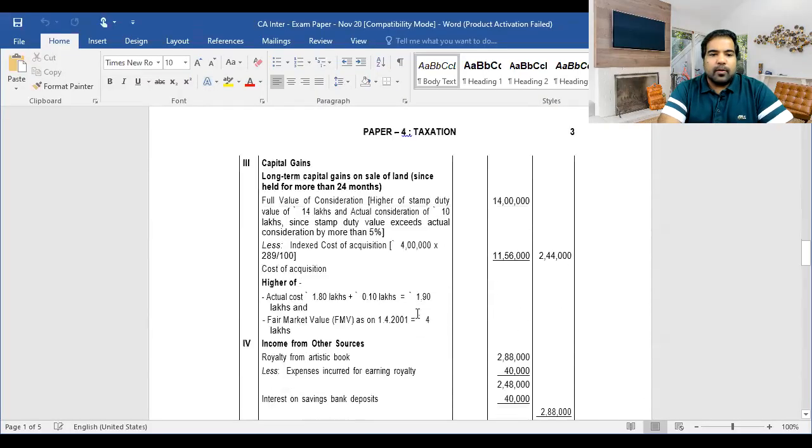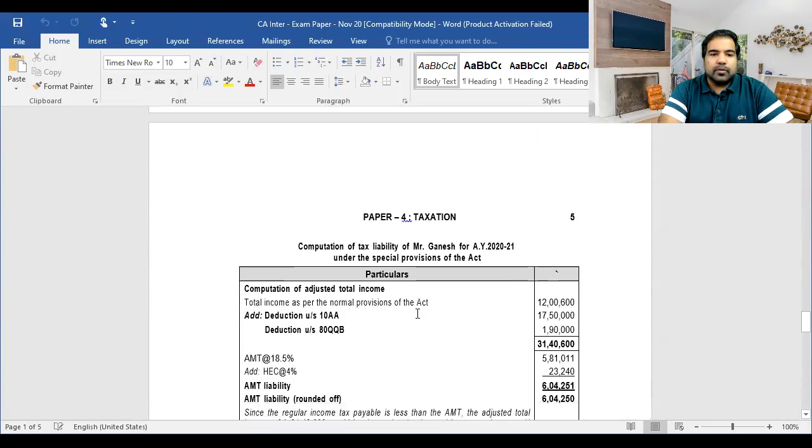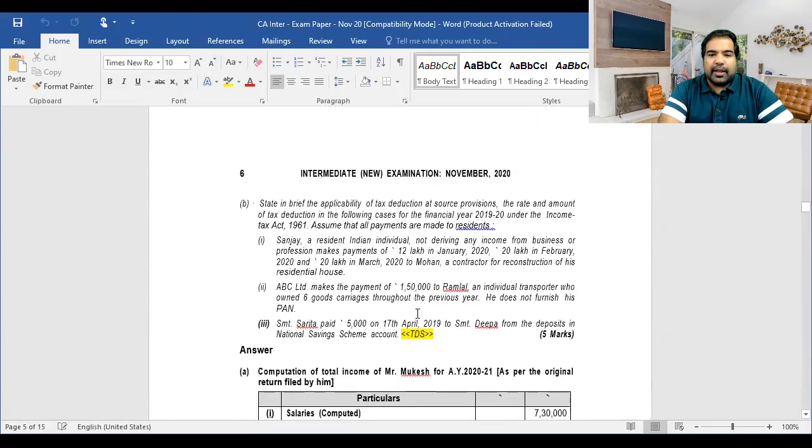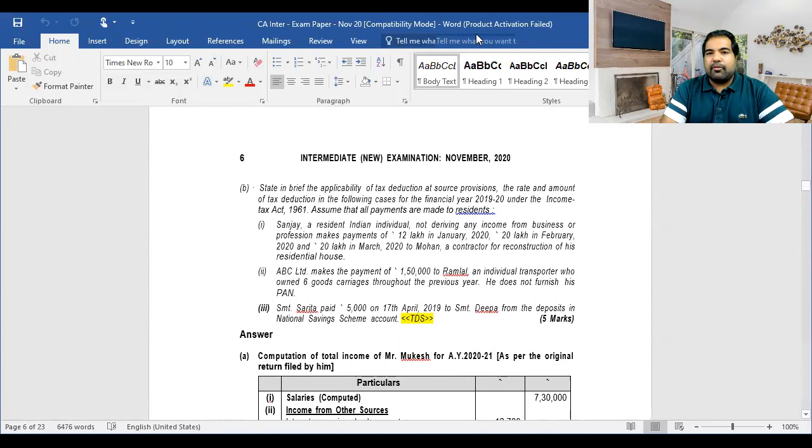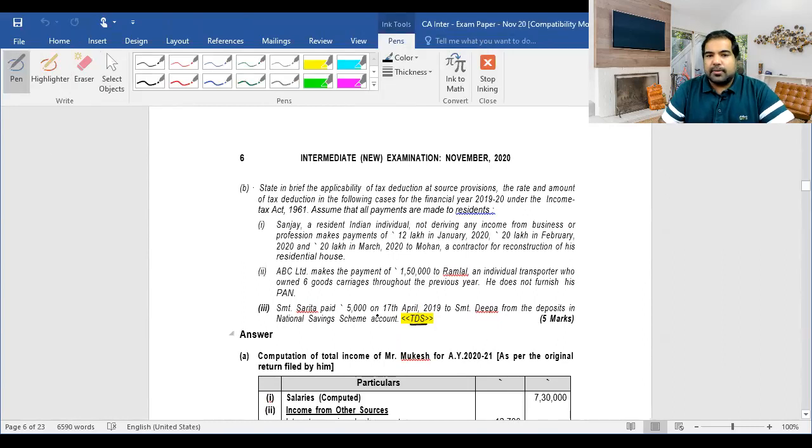As for every question, the TDS section and the details are more than enough. We're looking at the November 20 paper, the COVID year. Let's have a look at that one. Here we go, again the same place, but this time 5 marks. So let's check how we get these 5 marks for TDS.